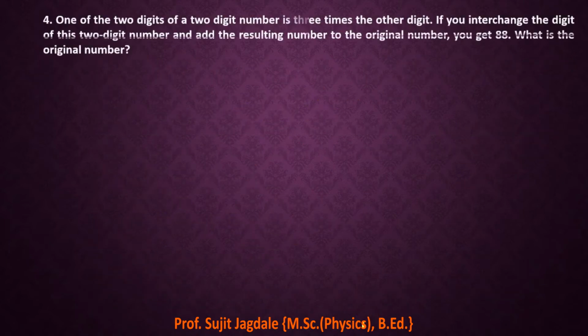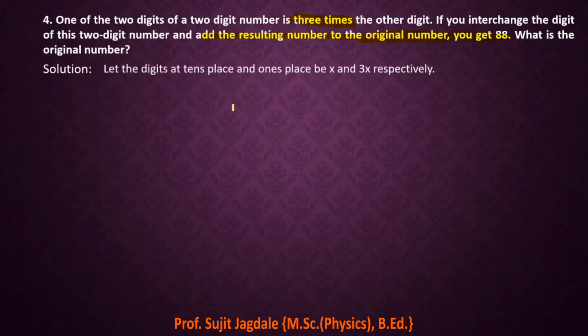Now the next question is, in a similar way, a word example. The same type of example, similar to example number 3. One of the 2 digits of a 2-digit number is 3 times the other digit. If you interchange the digits of this 2-digit number and add the resulting number to the original number, you get 88. What is the original number? So some conditions are different actually.